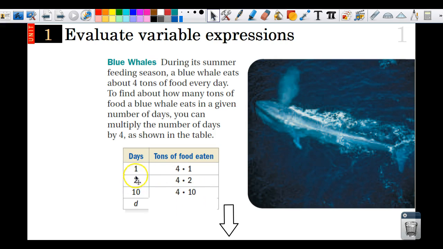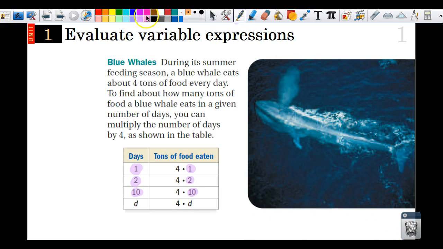And of course, you hopefully see a pattern now between the number of days that it's been and how many tons of food have been eaten by the blue whale. It's just the same pattern every time. I will multiply whatever day it is or however many days it's been by 4, and that's how many tons of food the blue whale will eat.